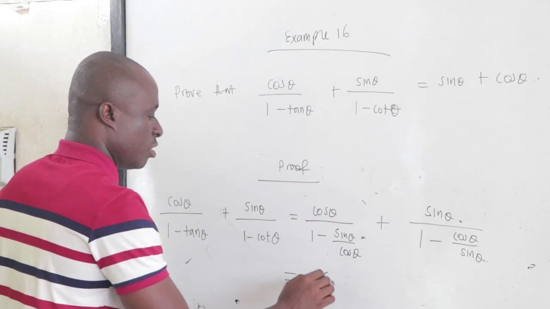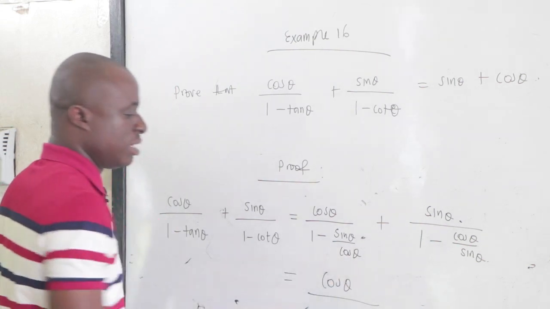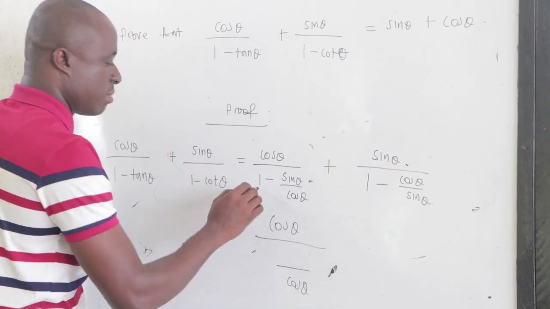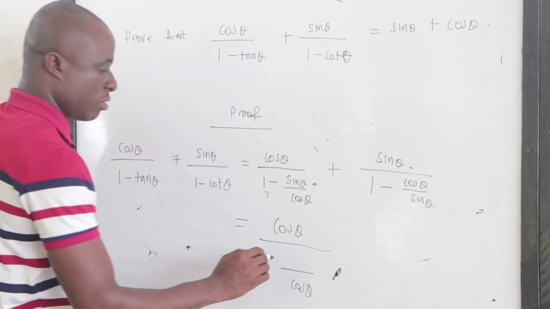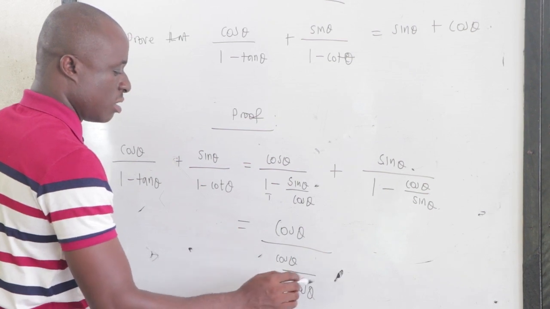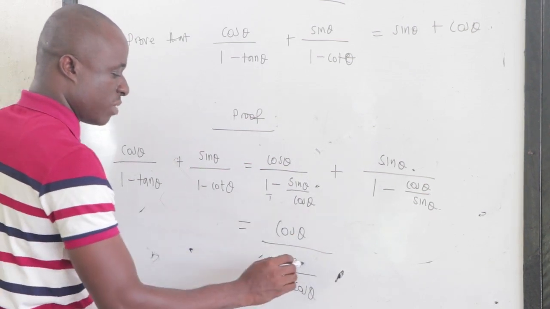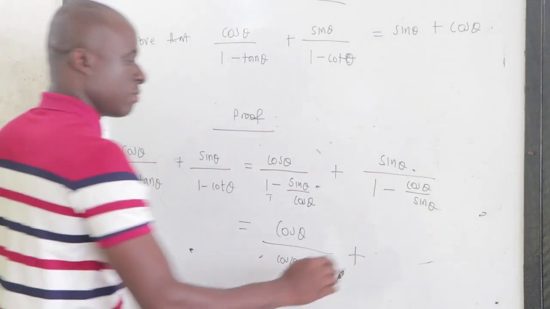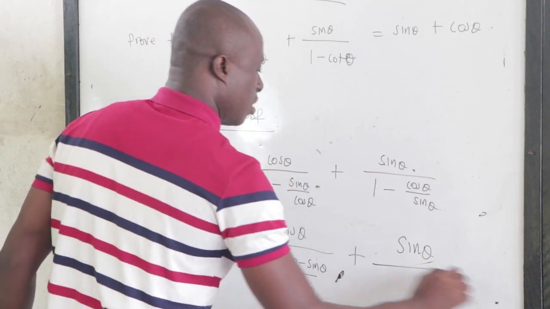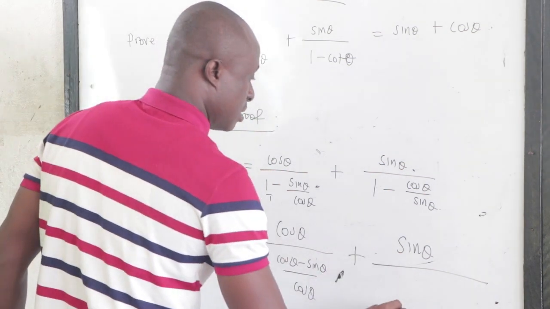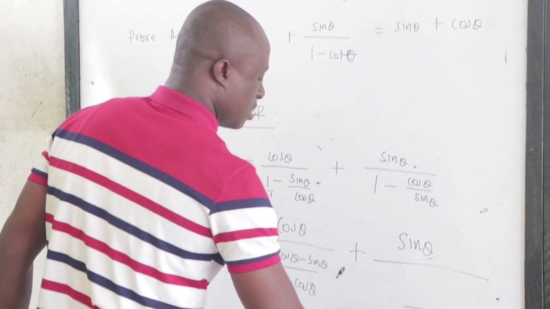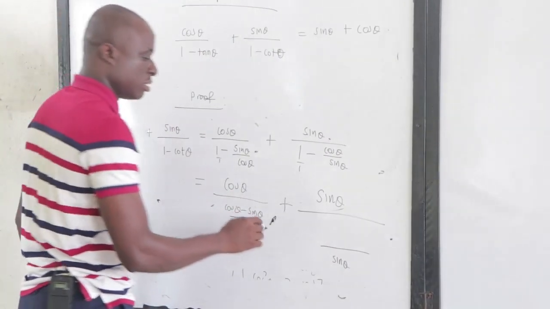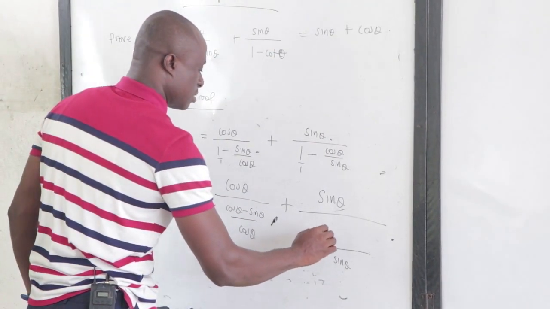Now, the numerator we have cos theta, but then the denominator we can find the LCM, which is cos theta, but this is over 1. So we are going to get cos theta. Cos theta will cancel cos theta, so we have minus sine theta. That's the denominator. Plus, we have sine theta all over. Now, the denominator, let's look for the LCM, which is sine theta. This is over 1. When we go into sine theta, that's sine theta times 1. So this will give us sine theta.